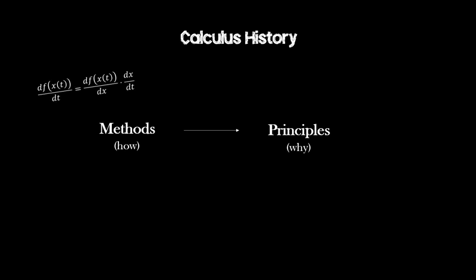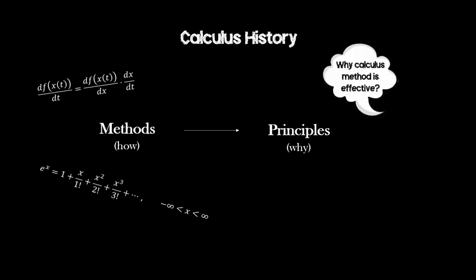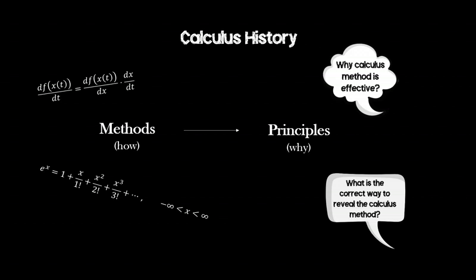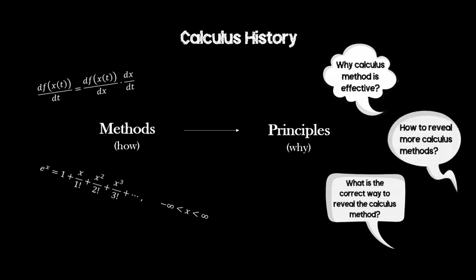For the entire discipline of calculus, the occurrence of methods preceded principles, which is common sense for anyone who knows a little bit about the history of calculus. The principle of calculus is the logical system to answer why the calculus method is effective. What is the correct way to reveal the calculus method, and how to reveal more calculus methods?